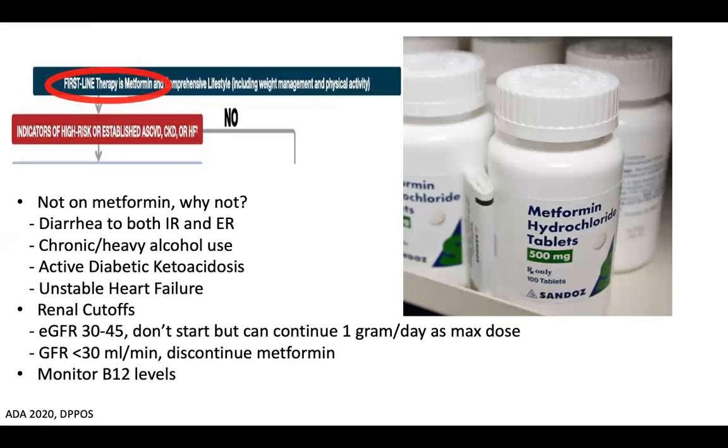A recent randomized trial confirmed previous observations that metformin use is associated with vitamin B12 deficiency. This is compatible with a recent report from the Diabetes Prevention Program Outcome Study, suggesting periodic testing of vitamin B12.